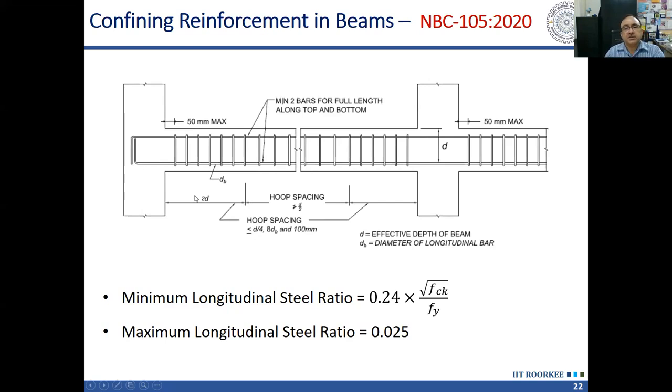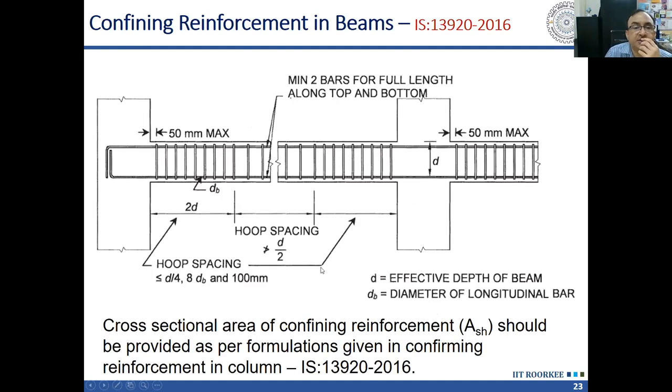In addition to that, the code also has limitations on longitudinal reinforcement. So there is a limitation of minimum longitudinal reinforcement. There is a limitation of maximum longitudinal reinforcement. So minimum longitudinal reinforcement, as you can see in this slide, as per NBC, is 0.24 under root fck divided by fy. And the maximum longitudinal reinforcement is 2.5%. Actually, 2.5% is also on the higher side. So generally, we keep it much lower so that there is no congestion. We can do the concreting easily. Okay.